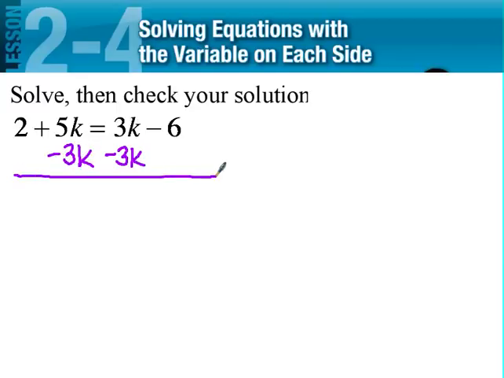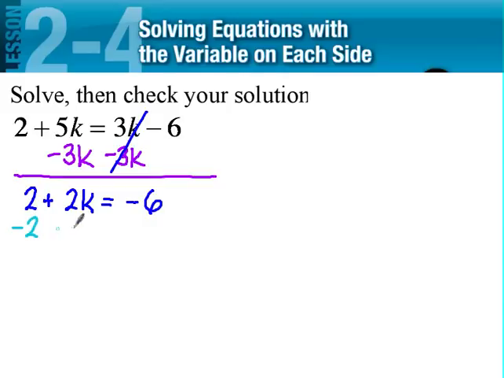Now on the left side, what ends up happening is I have 2 plus, what is 5k minus 3k? 2k. And that's from what we learned about in chapter 1. Now the 3k minus 3k means those cancel, and that leaves you with negative 6. So now this is an equation that you had yesterday and the days before. Okay, it's a two-step equation. So now to solve that for k, what do I do?